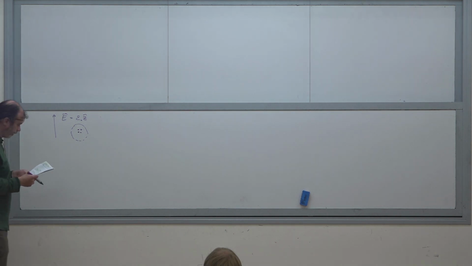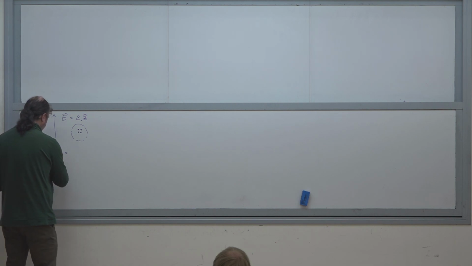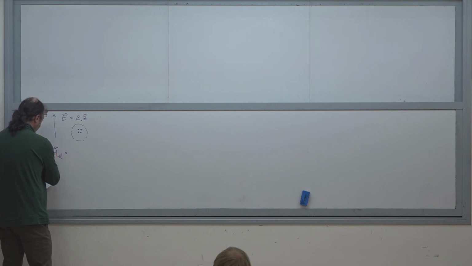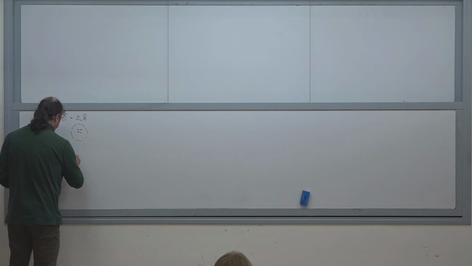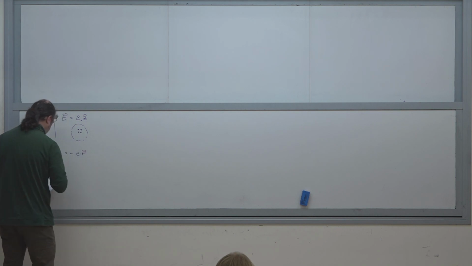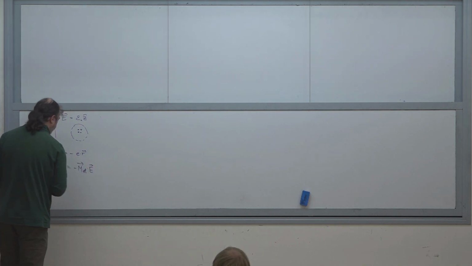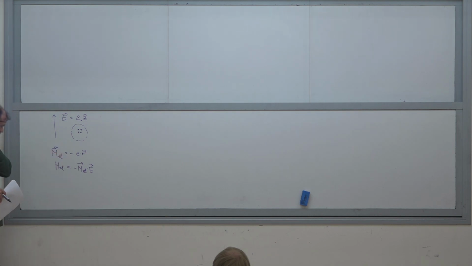So the interaction will be the electric dipole, right? So the electric dipole will be equal to minus the charge of the electron multiplied by R. That's the electric dipole. And then the Hamiltonian of interaction of the electric dipole is minus the electric dipole multiplied by the electric field. So that's essentially the interaction term.